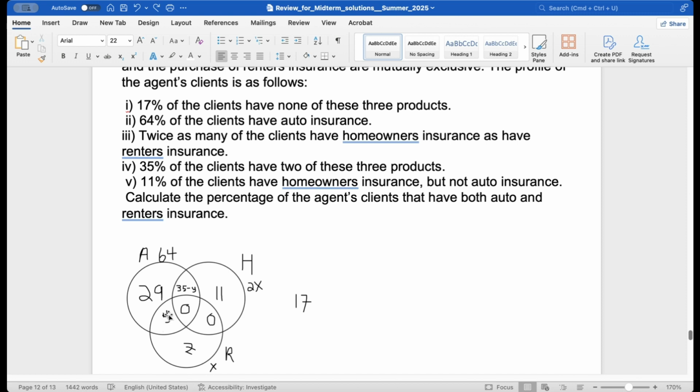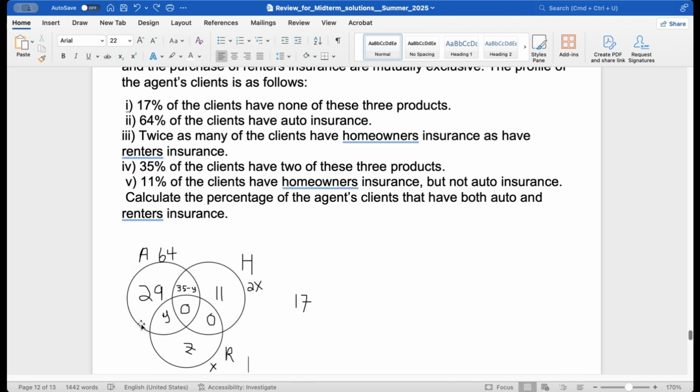So I'm going to call them Y and 35 minus Y. So that 35 is entirely inside the A circle. So that adds up to 64. 64 minus 35 is 29. So there are 29 that have just auto. Now we know that homeowners was double the renters. So if we call the number that have renters insurance X, then H would be 2X. 17 had none of the above. Now the grand total of all this has to be 100%.